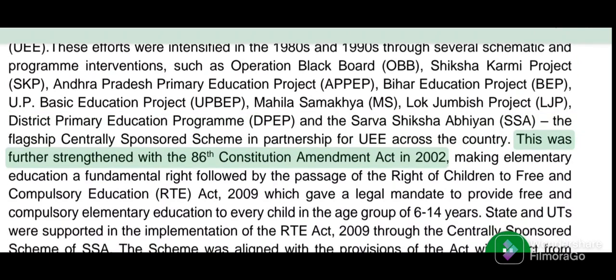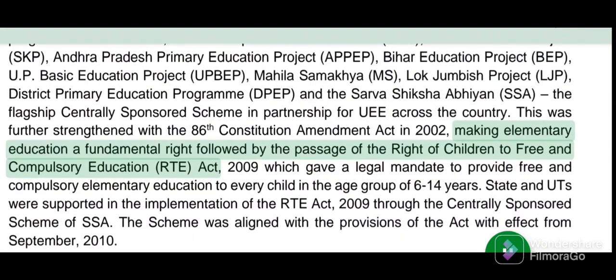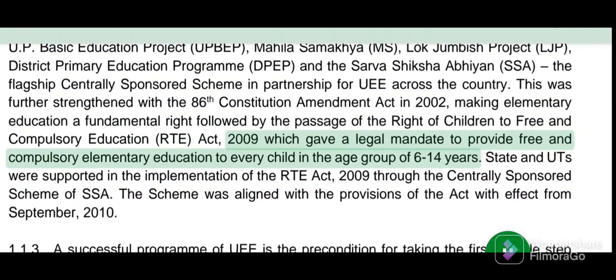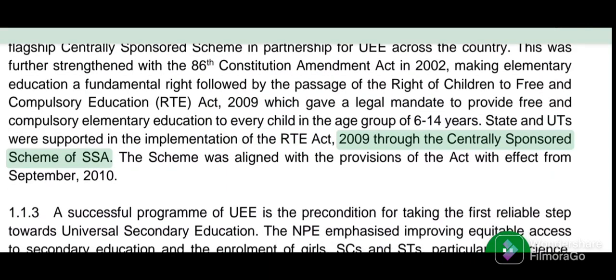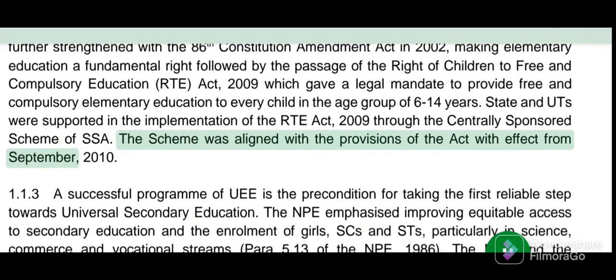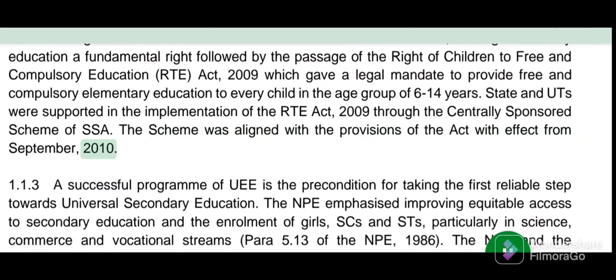This was further strengthened with the 86th Constitution Amendment Act in 2002, making elementary education a fundamental right, followed by the passage of the Right of Children to Free and Compulsory Education (RTE) Act, 2009 which gave a legal mandate to provide free and compulsory elementary education to every child in the age group of 6 to 14 years. States and UTs were supported in the implementation of the RTE Act, 2009 through the centrally sponsored scheme of SSA. The scheme was aligned with the provisions of the Act with effect from September 2010.